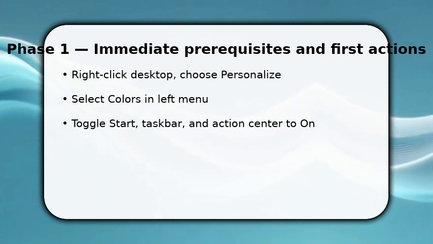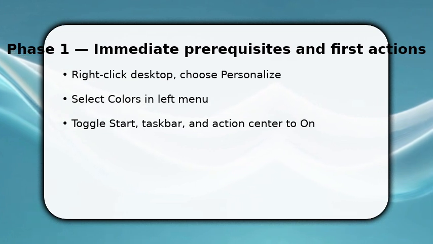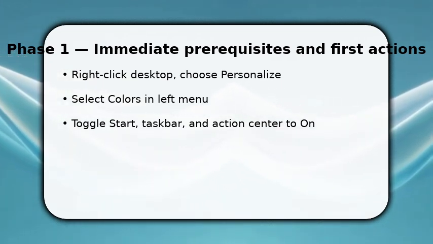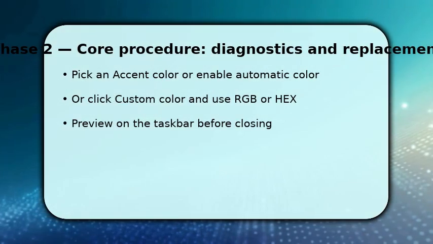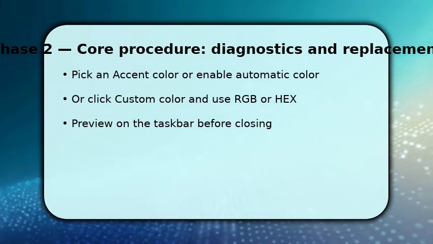Next, decide whether to use light, dark, or custom under Choose Your Color, because that setting affects how colors apply. Once done, move to selecting a color swatch or a custom color, and now you choose the precise hue for the taskbar. If you want simplicity, pick an accent color from the grid.